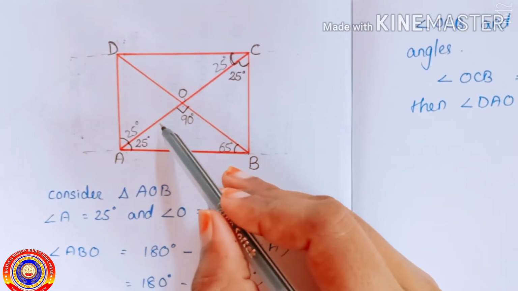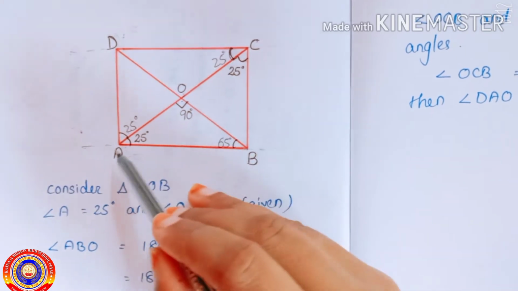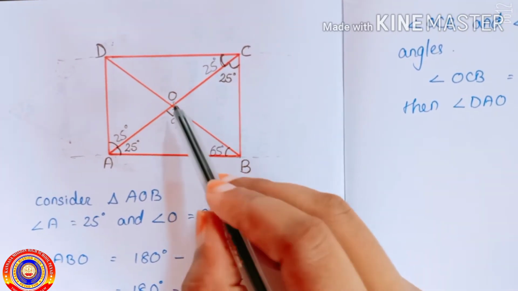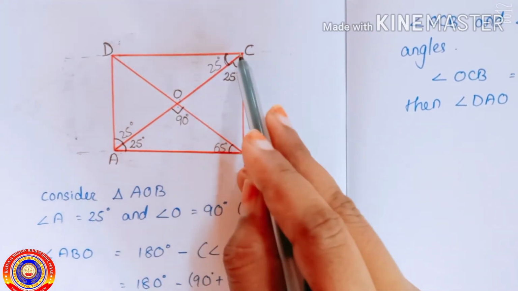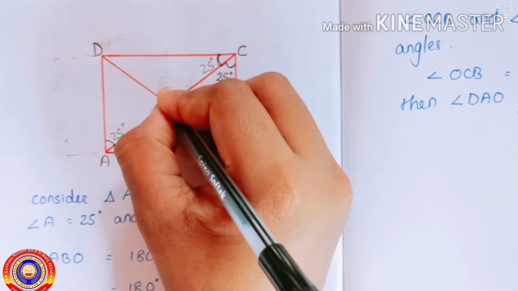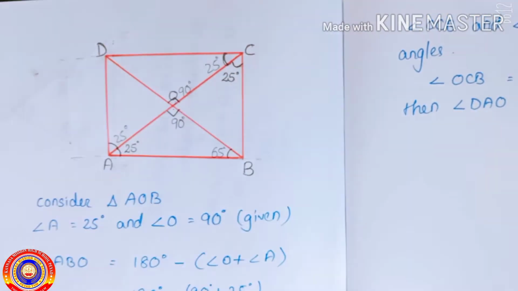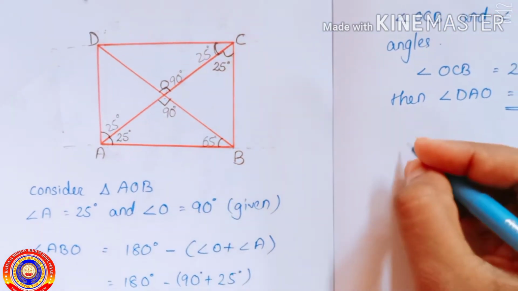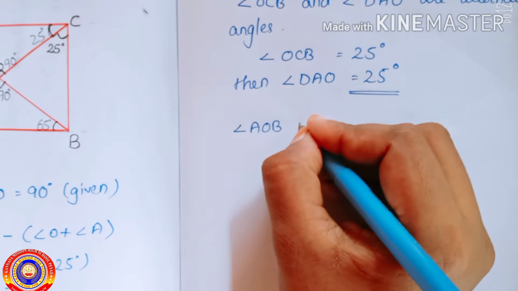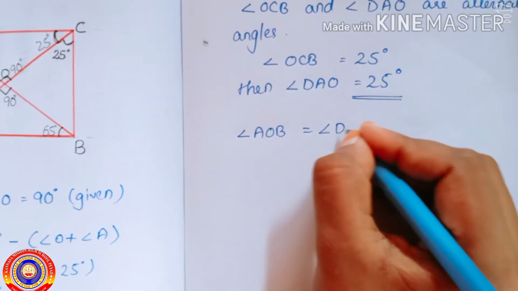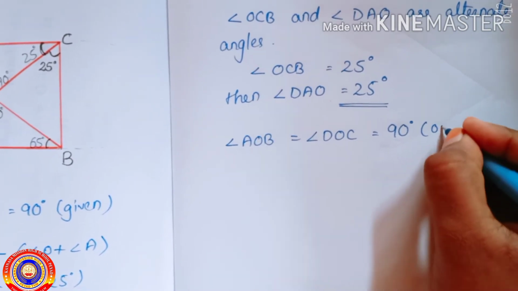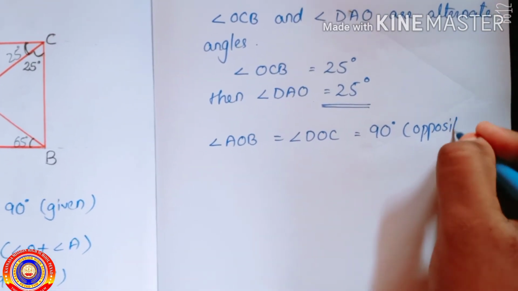Let's check the angles in the center portion. Here, one angle is given as 90 degrees. That is, angle AOB is given as 90 degrees. So, just opposite to angle AOB, the angle DOC is also 90 degrees, as they are opposite angles. That is, angle AOB is equal to angle DOC is equal to 90 degrees.